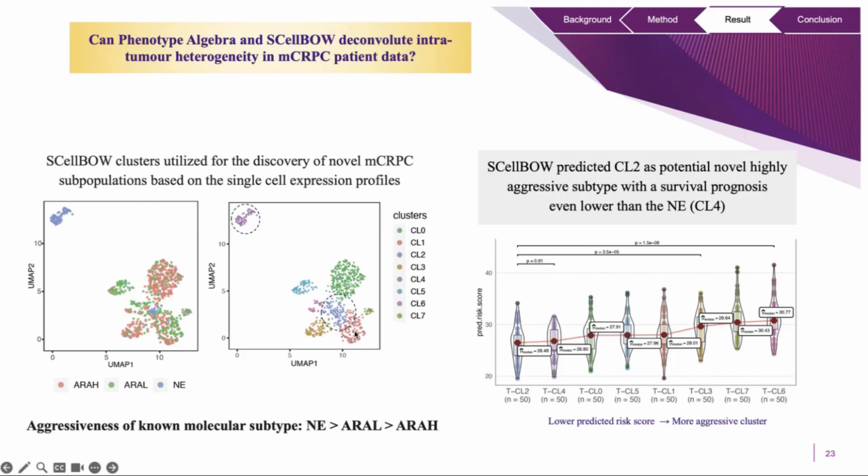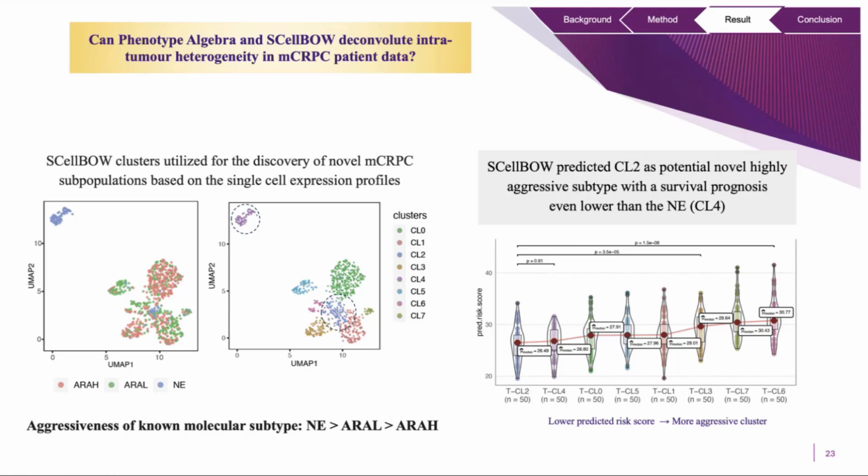So we found a cluster using SCellBOW which comes out to be the most aggressive type. But our expectation was that this neuroendocrine cluster, which is cluster 4 lying here, should come out to be the most aggressive type. And one of the weirdest things was that this is lying right in the middle of the AR cluster, so it should be the least aggressive.